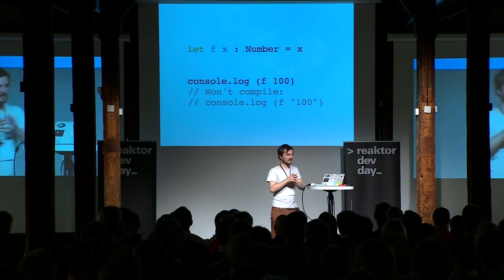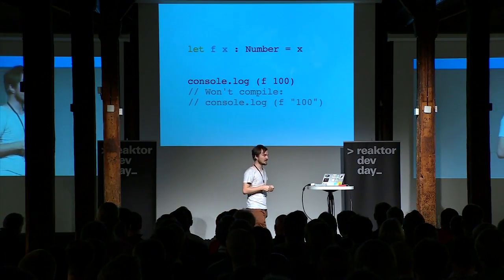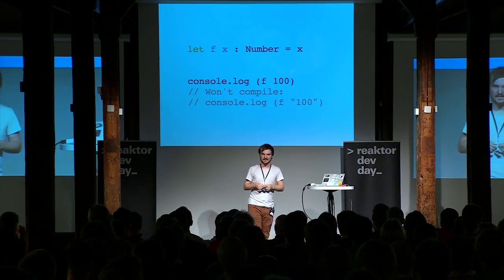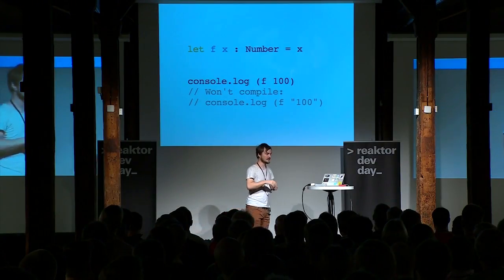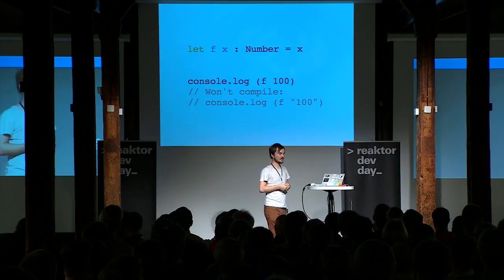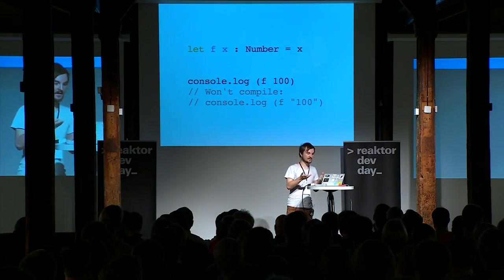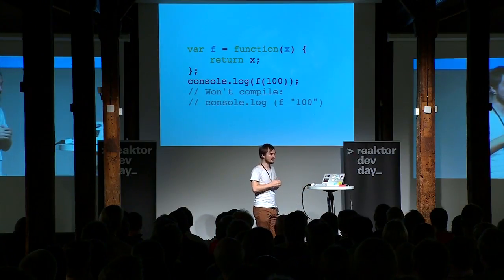So here we've got a function called f. It takes an x and returns back a number, and it returns back x. So what does that mean x is? x is a number. So we can just use that function. If we try and pass it a string, down the bottom we've got a string of 100, it doesn't compile. It says, I expected a number, but you gave me a string. And that's what the JavaScript compiles into. Really, really simple.